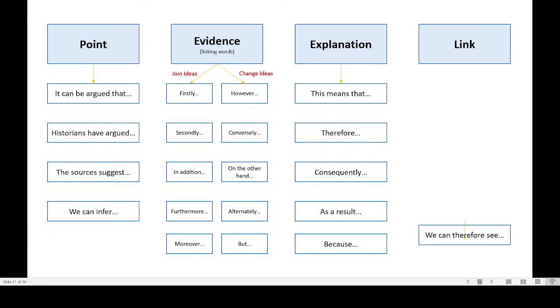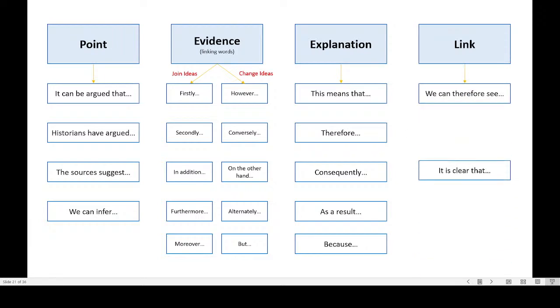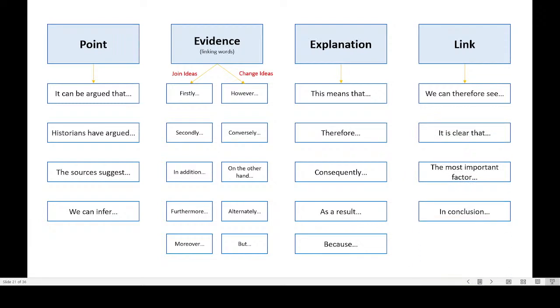So these link phrases are really important. We can therefore see, it is clear that the most important factor, in conclusion. And I'm going to show you how I do that in every single paragraph in a model answer.